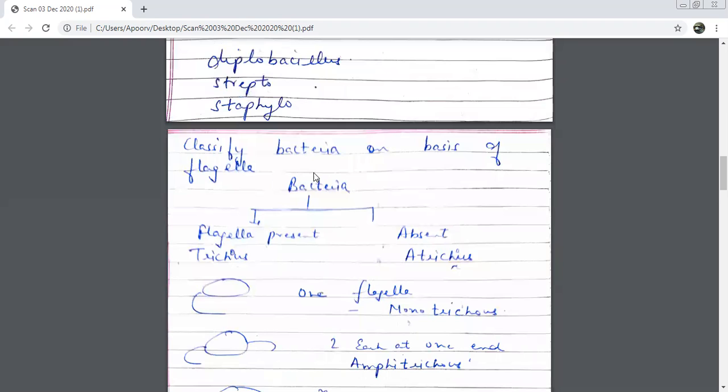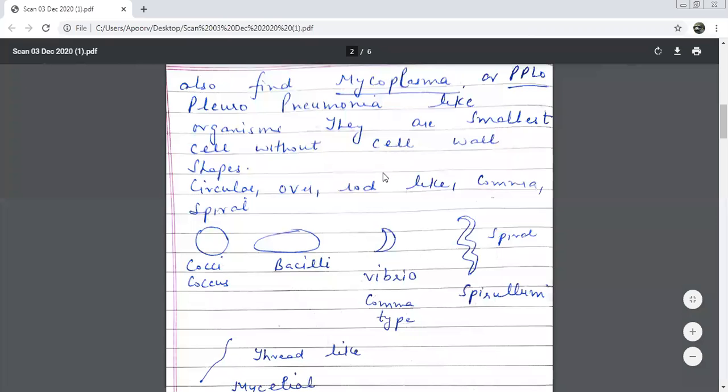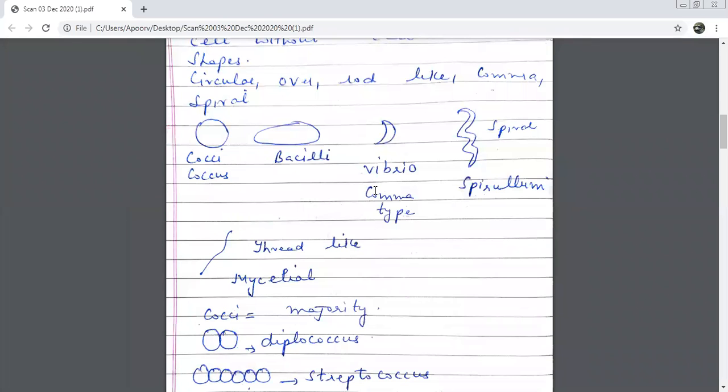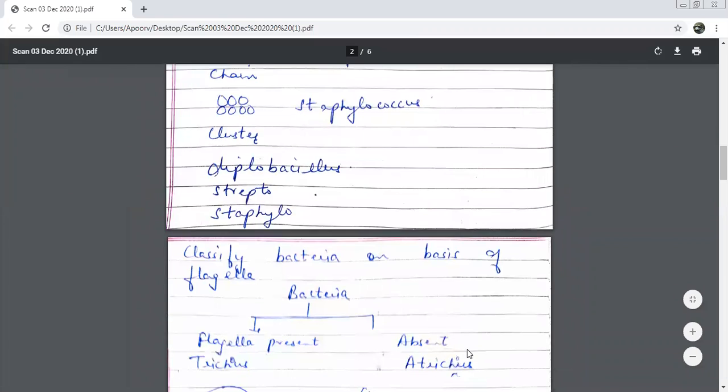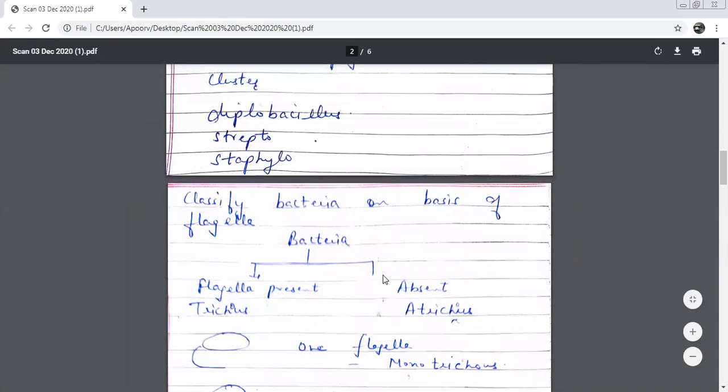Okay. Let us classify bacteria on the basis of flagella. We had classified bacteria on the basis of shape. We have already started classification. First, we did the four main members, then we classified on the five shapes. Now we are going to classify bacteria on the basis of presence or absence of flagella. Okay. What is a flagella?